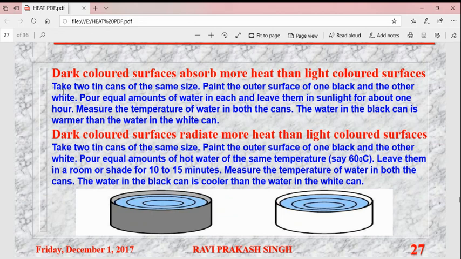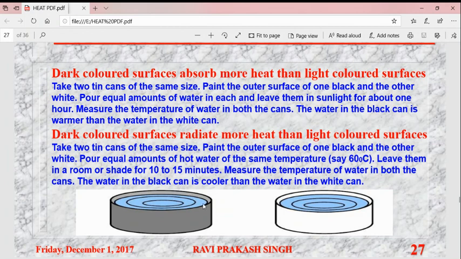For this, take two tin cans of the same size, paint the outer surface of one black and the other white. Pour equal amounts of water in each, and leave them in sunlight for about 1 hour. Measure the temperature of the water in both cans. The water in the black can is warmer than the water in the white can.